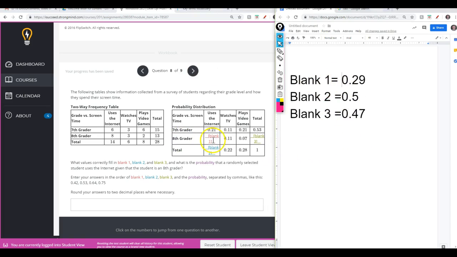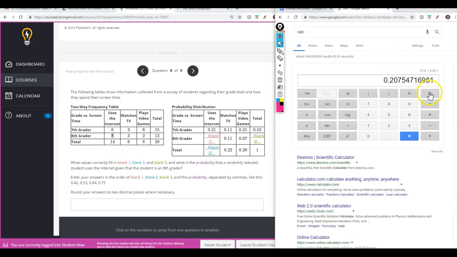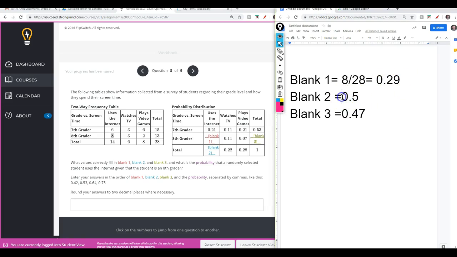The other way is to go back and convert the frequency table to the probability. Again, that would be taking the number of people surveyed. So there were 8 people that were 8th graders and used the internet out of the 28. So on this one we would have 8 divided by 28, and if we type it into a calculator it'll come out to be 0.285. That 5 rounds that 8 up to a 9. So that's how they ended up with a 0.29.